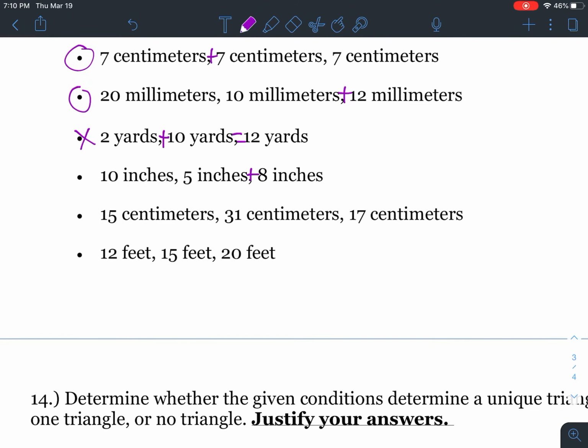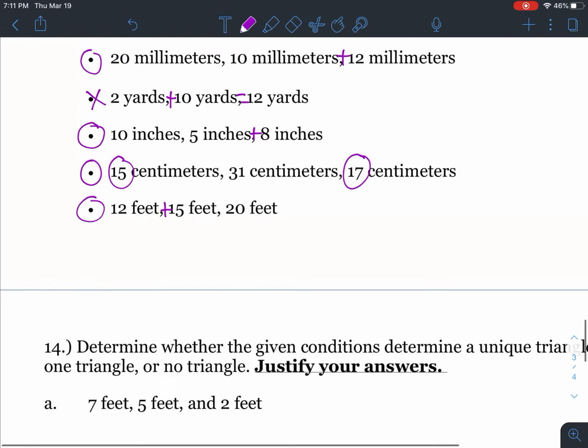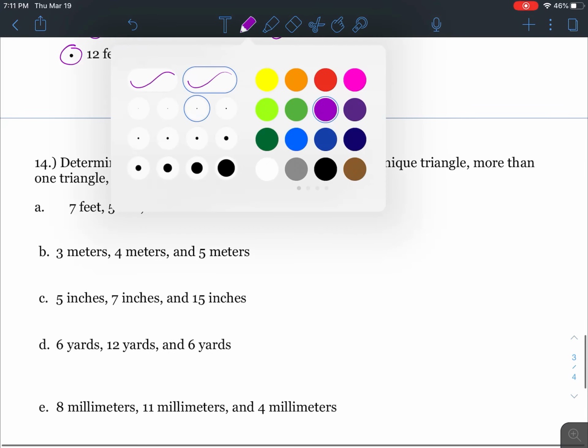Next one, 5 plus 8 is 13. It's bigger than 10. 15 and 17 is 32, so that's bigger than 31. Last one, 12 plus 15 is 27. It's bigger than 20. The next one was very similar.